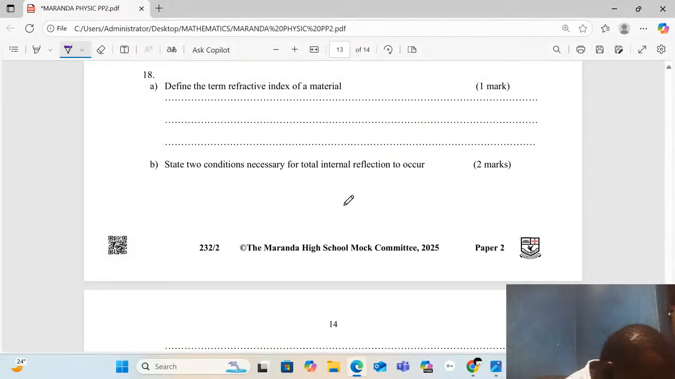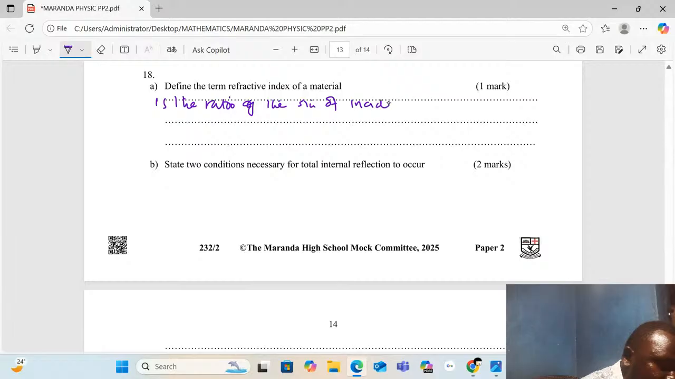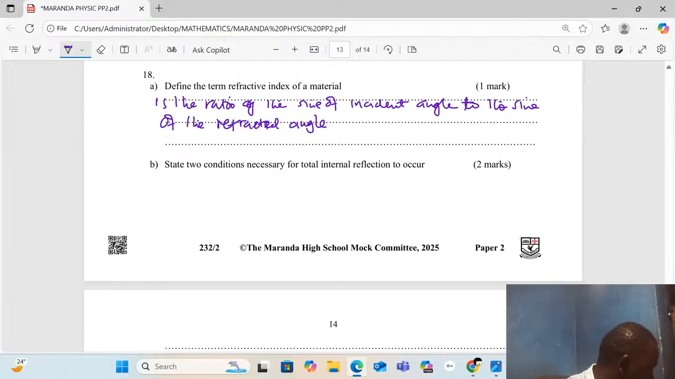So now we can move to the last question. Define the term refractive index. It is defined as the ratio of the sine of the incident angle to the sine of the refracted angle.